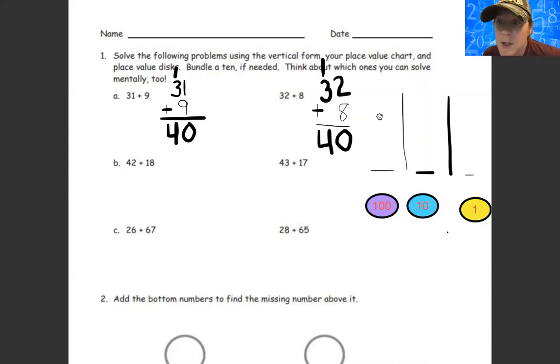Okay, here's our hundreds chart again. We're going to keep using it. We have 42 plus 18. Okay, let's go ahead and write that vertically, which means up and down. So I have 42 plus 18. Okay, it's written up and down vertically. Good work. In our ones column, that's where we start. We have 2 ones and 8 ones. All right, so if I have 2 ones and then I have 8 ones, I know that all together, I'm gonna have how many ones?